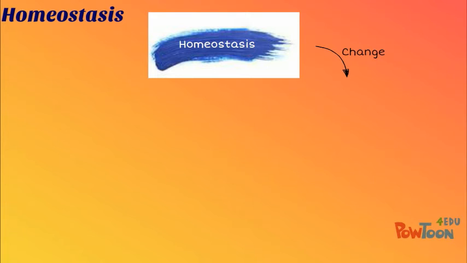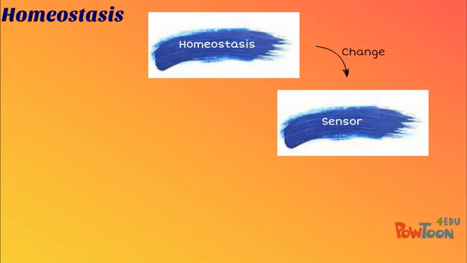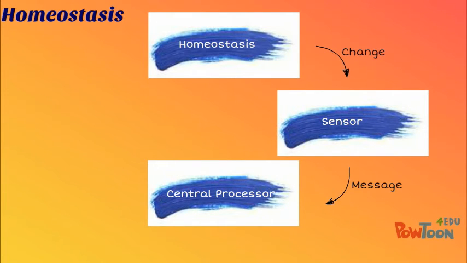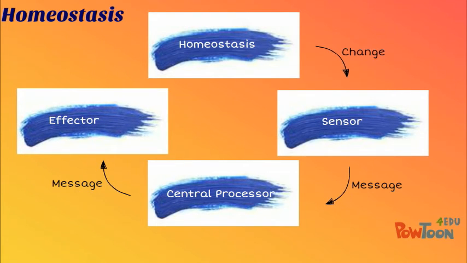1. Something changes. 2. A sensor senses a change. 3. A message is sent to the central processing unit. 4. The central processing unit sends a message to the effector to make changes so that 5. Conditions are returned to within the optimal level.